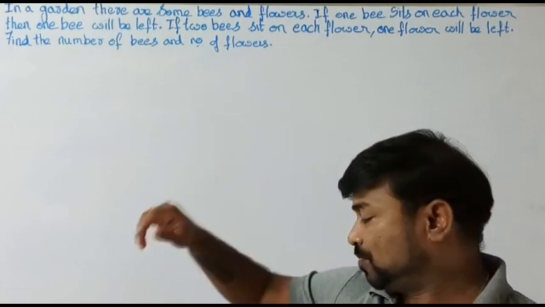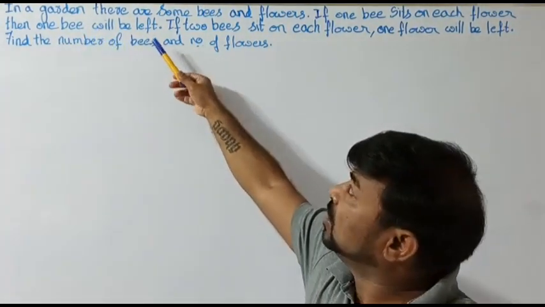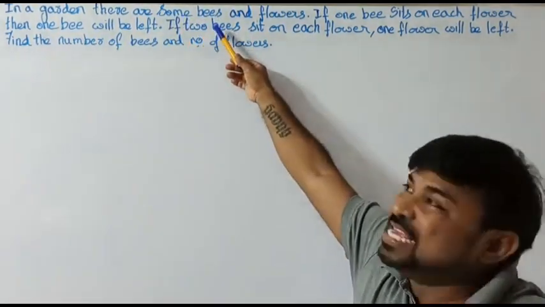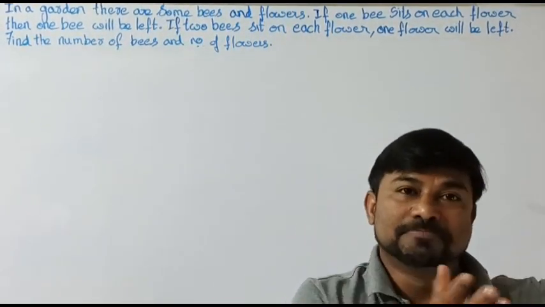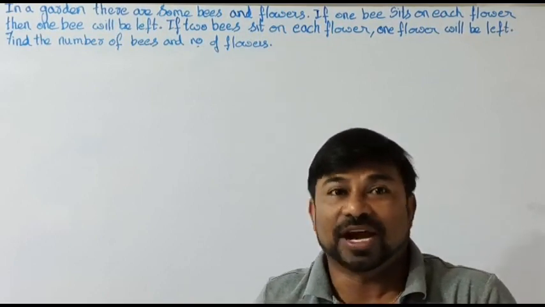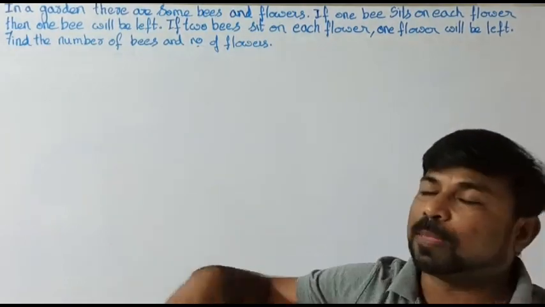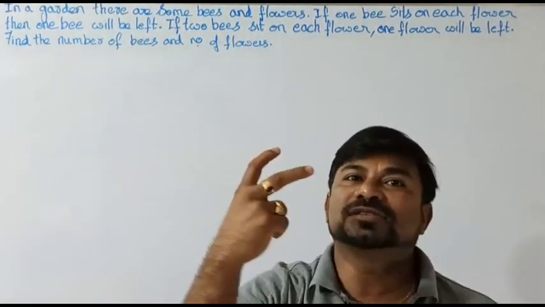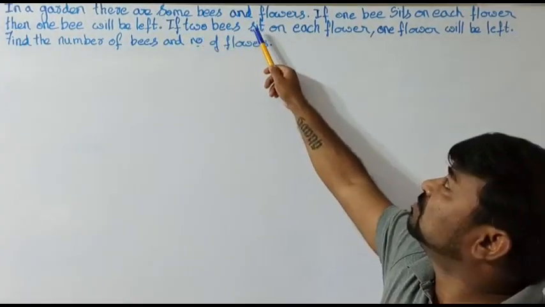Let us go to the sum here. What he says: in a garden, there are some bees and flowers. So he is talking about two concepts here, bees and flowers. You know the bee sits on the flower for the sake of its food. The bees and the flowers are the two concepts here. So there are some bees and some flowers.